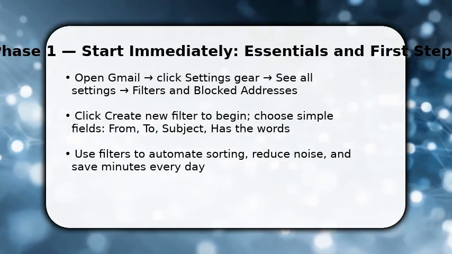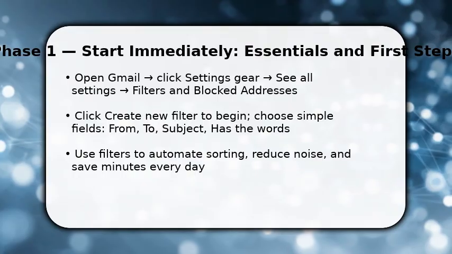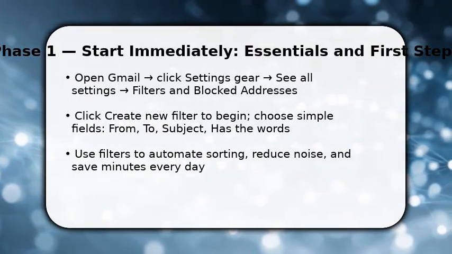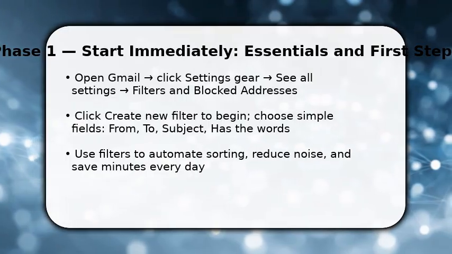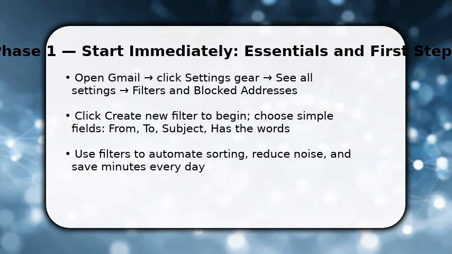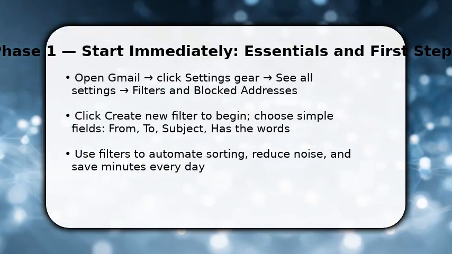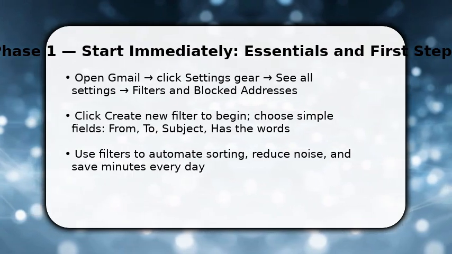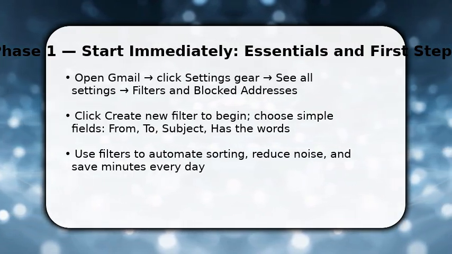Enter a sender, subject keyword, or phrase under has the words. Use specific text for accuracy. Vague terms catch unrelated mail. You do this now to save time later. Filters run automatically, so a small upfront investment yields consistent organization and fewer interruptions while you work.